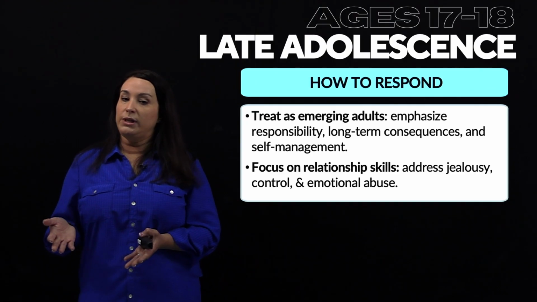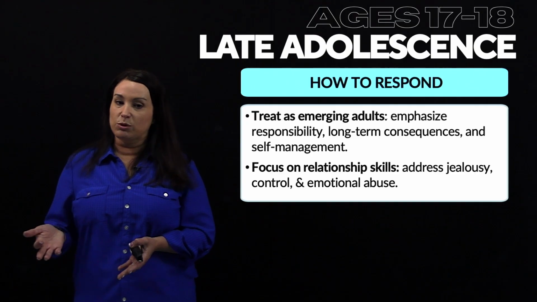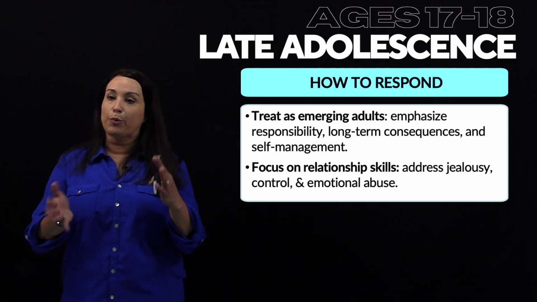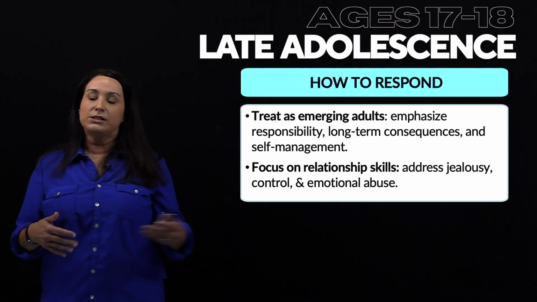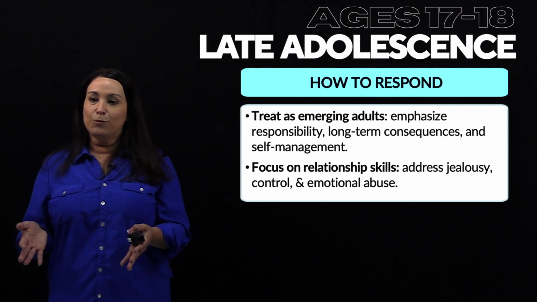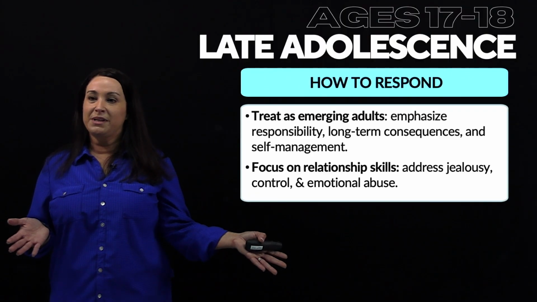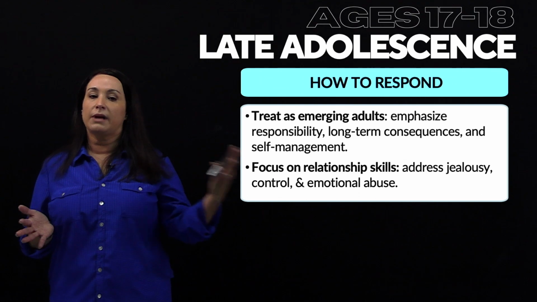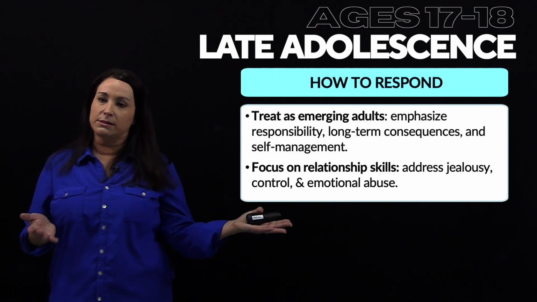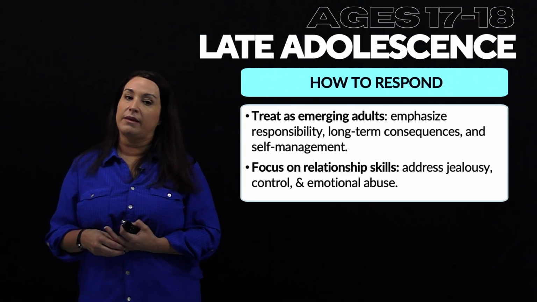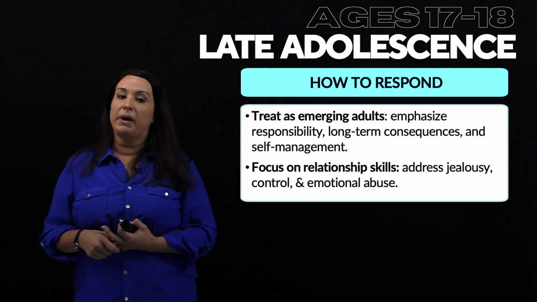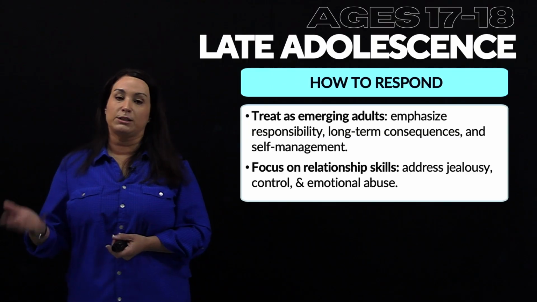So like I said, treating them as emerging adults, emphasizing that responsibility. At this age, their brain is still developing. We know that happens until mid-20s. So there's short-term reward versus long-term consequences, right? So you want to have them start to think about what this means long-term for them and how to manage themselves so that they can leave the home and act appropriately.